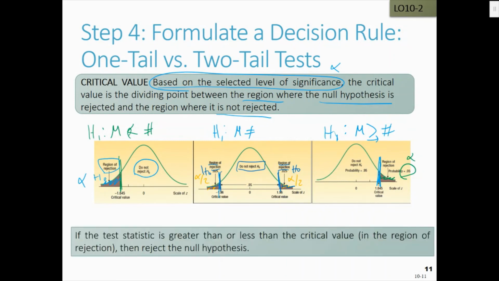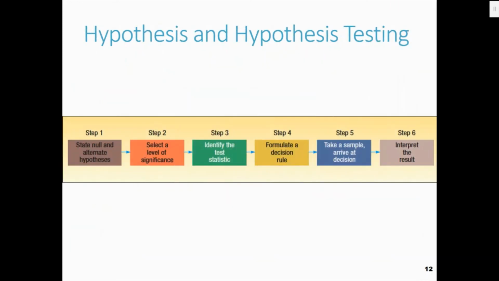Okay, now once you have figured out your decision rule, the areas of rejection and not rejection, then you will do your test statistic, which is your step 5, which you will see in a different video. And if this is greater than or less than a particular critical value, if you are in the region of rejection, then you will reject your null hypothesis. Okay, and this is how you formulate your decision rule for step 4.